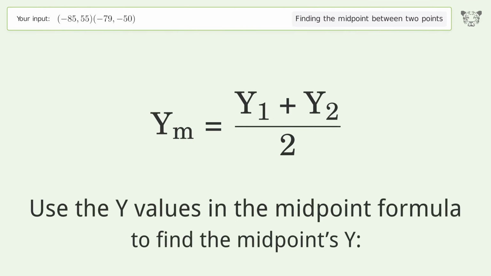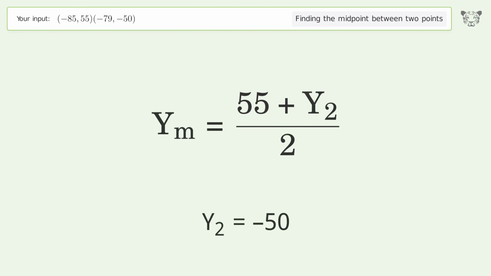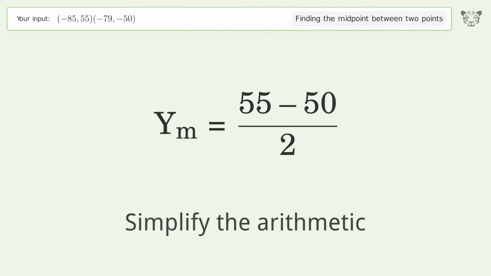Use the y values in the midpoint formula to find the midpoint's y. y1 equals 55. y2 equals -50. Simplify the arithmetic.